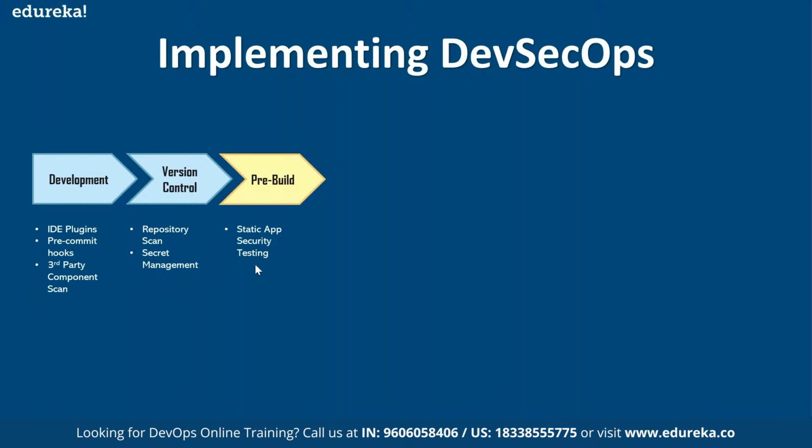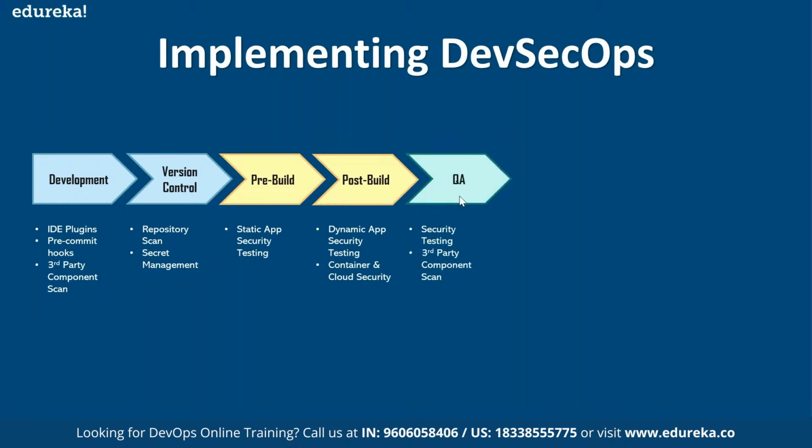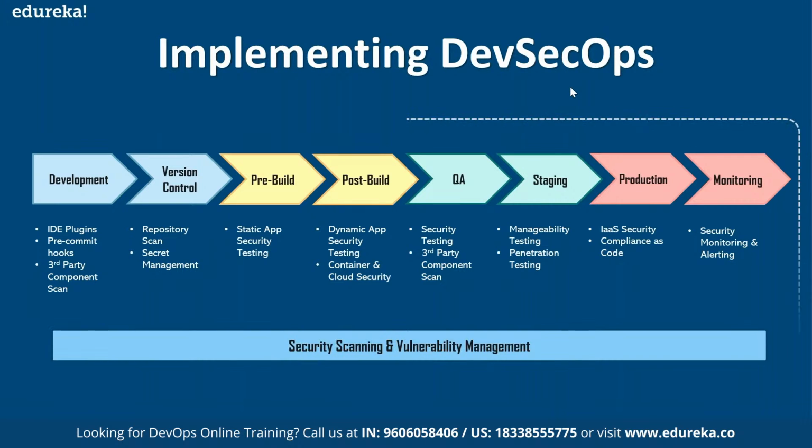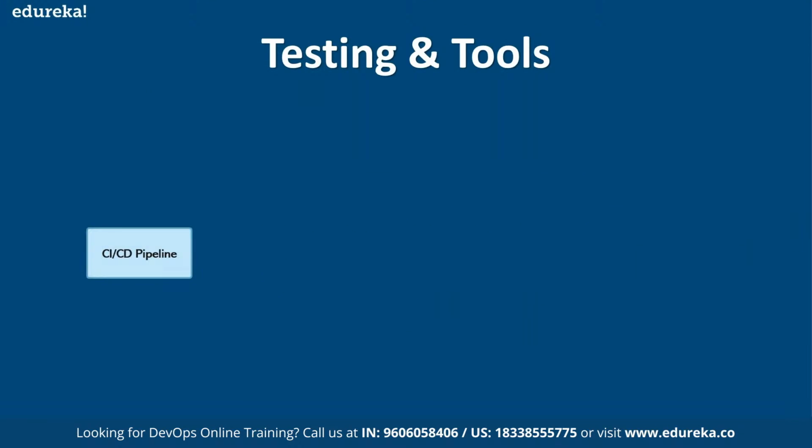Pre-build static application security testing, post-build dynamic application testing, container and cloud security testing. In QA time, you will have security testing. In staging time, you have penetration testing and manageability testing. In production, you have infrastructure compliance as code testing. So different types of testing techniques are there at different points in time. What applies where is mentioned in the next slide. Monitoring and alerting security is there. So what testing and tools are required?